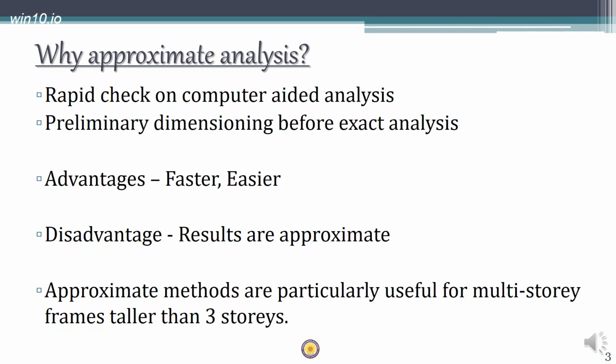The approximate methods are particularly useful when the frame is taller than 3 stories.